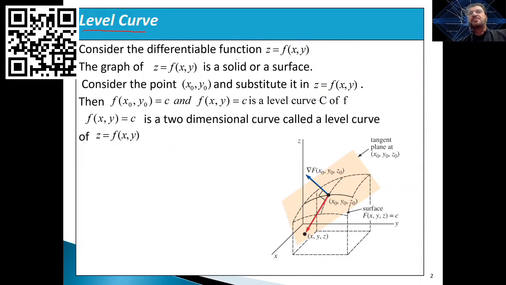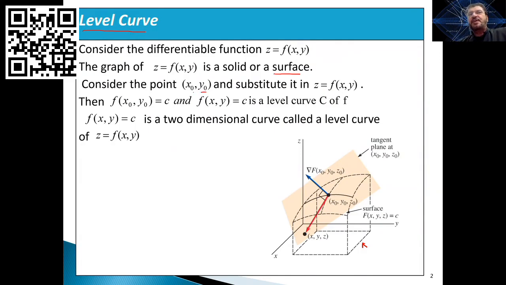Let's consider the differentiable function z equals f of x, y. We know very well that this is a surface. If you graph it, you get a surface. So imagine that this is the surface that we have here, guys. This shape, any shape you can have. So let's suppose something like a boxy thing. So this is actually our surface.